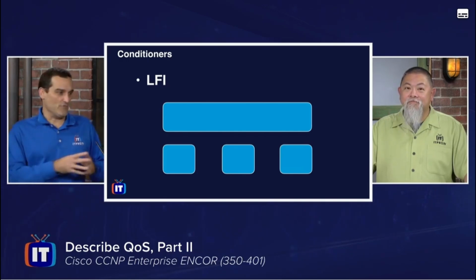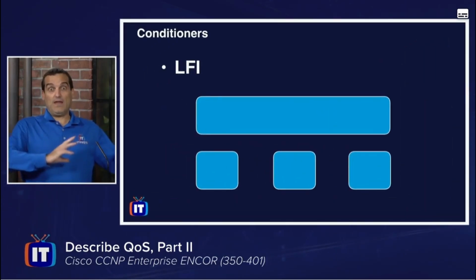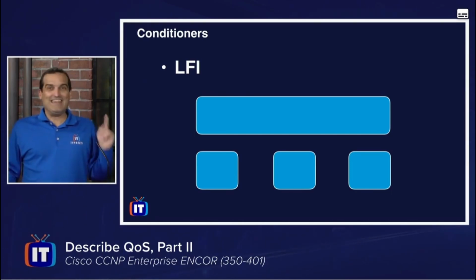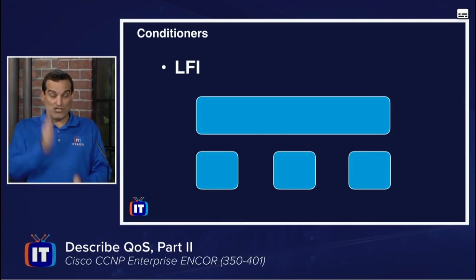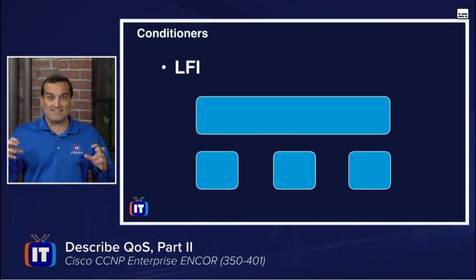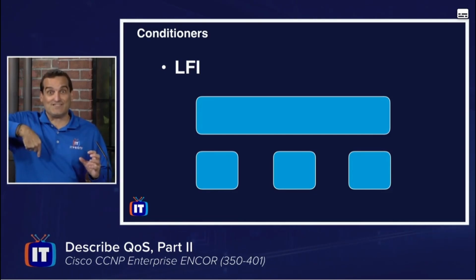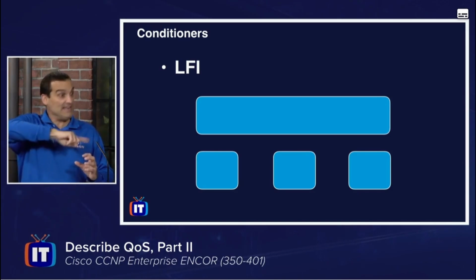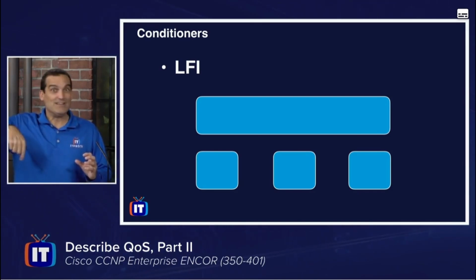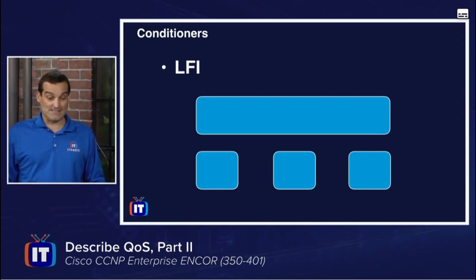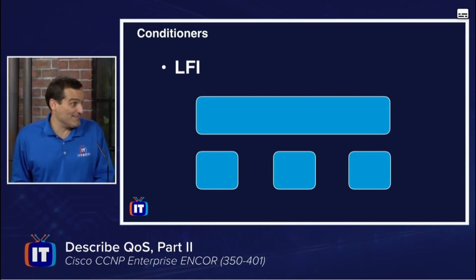Link fragmentation and interleaving. Ronnie, you're going to love this. We got this big packet coming through, and it's about to hit this really slow speed WAN link. The LFI QoS mechanism goes chop, chop, chop, chop. It fragments that big packet, and it interleaves something like the voice packets, so they don't get stuck behind this huge packet. They get woven into that packet that was intentionally fragmented. So that's LFI. And that's, I think, the last of the QoS features.